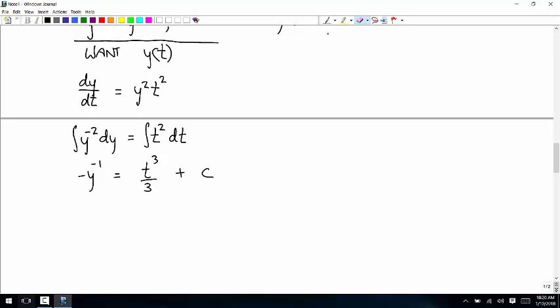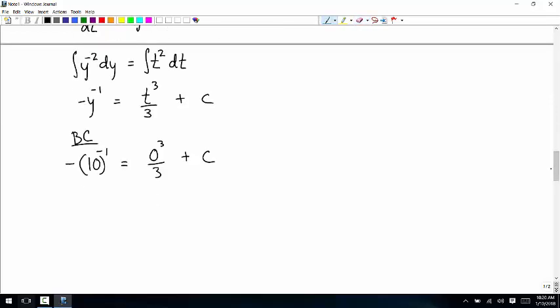So now we're going to use the boundary condition. The boundary condition says when t is equal to 0, y is equal to 10. So negative 10 to the minus 1 is equal to 0 cubed over 3 plus c. I just substituted at the boundary condition what we know about y into y, what we know about t into t. And so we get negative 0.1 is equal to c. And so our final relationship says negative y to the minus 1 is equal to t cubed over 3 minus 0.1.